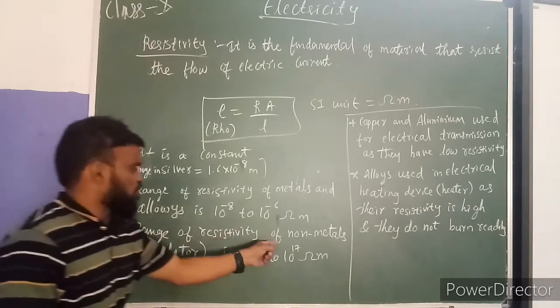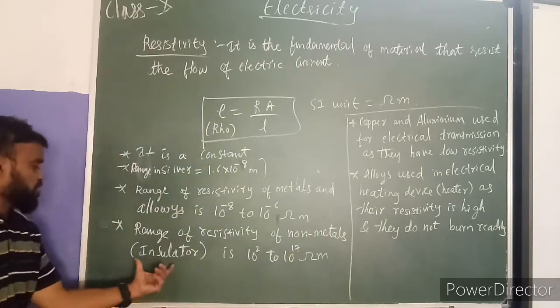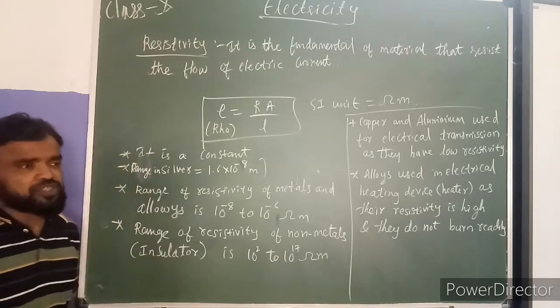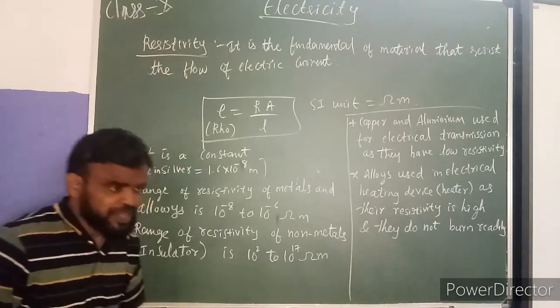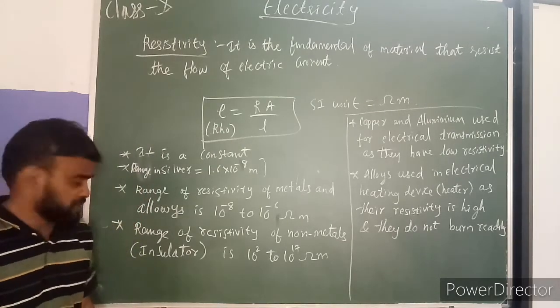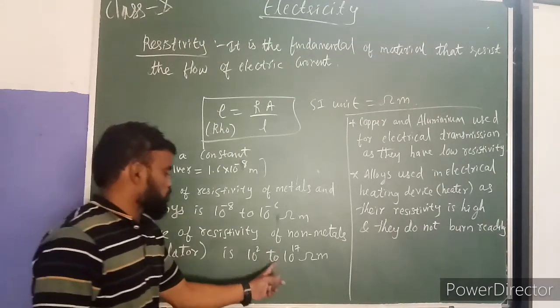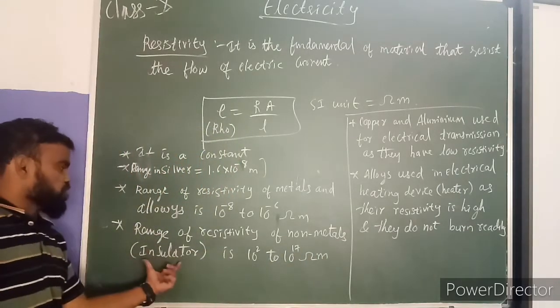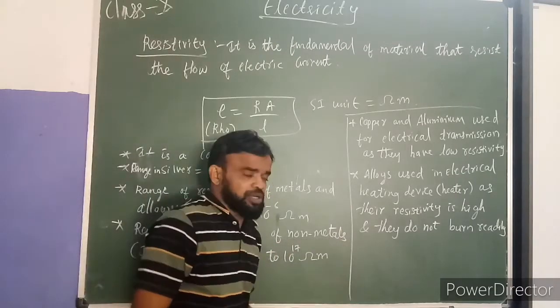Range of resistivity of non-metals. Non-metals means insulators, which do not carry current, such as wood and plastic. The value is 10 to the power of 2 to 10 to the power of 17 ohm meter. That is for insulators, that is for non-metals.